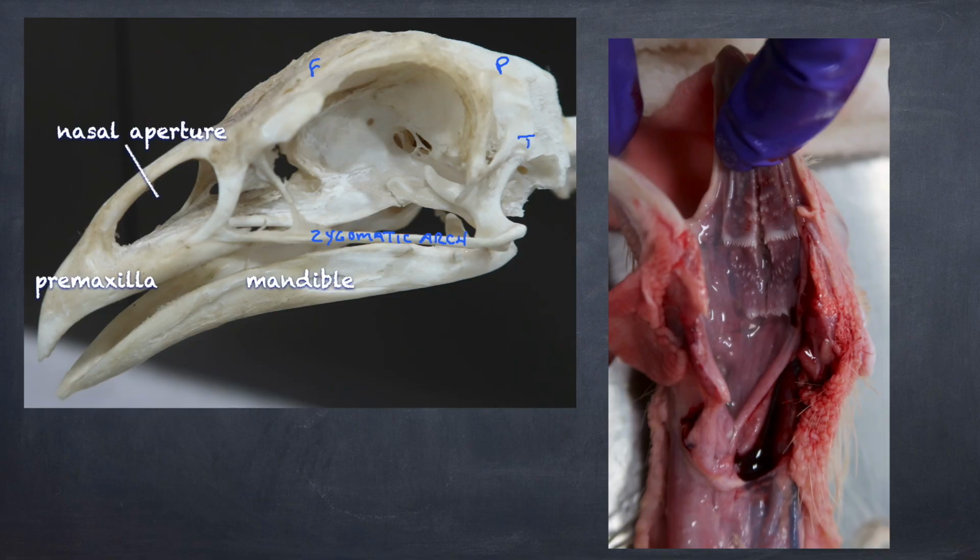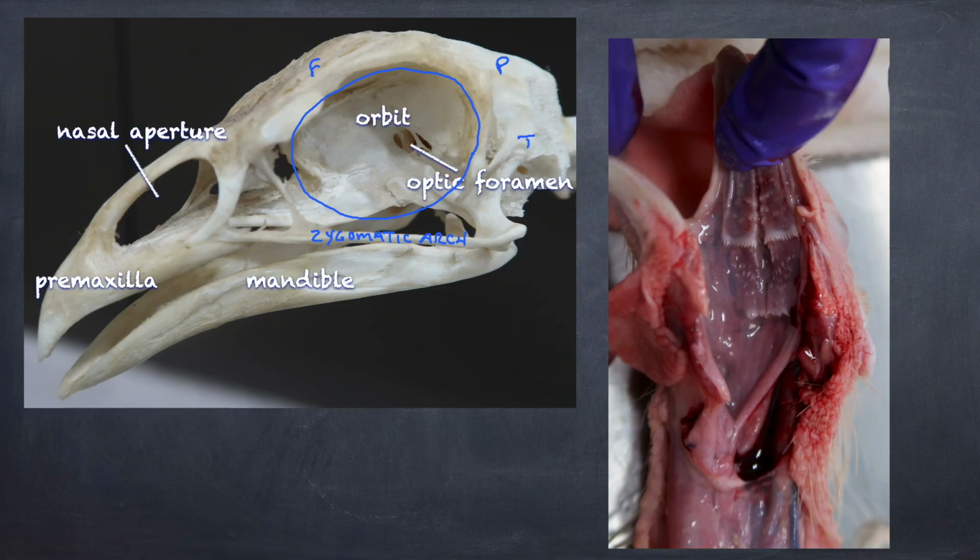Okay, we see here a very large space. This is the orbit. This is where the eye is going to sit. And if we've got an eye, we're going to have an optic nerve. And that optic nerve is going to have to go through something to get to the brain. And so therefore, we're going to have an optic foramen.